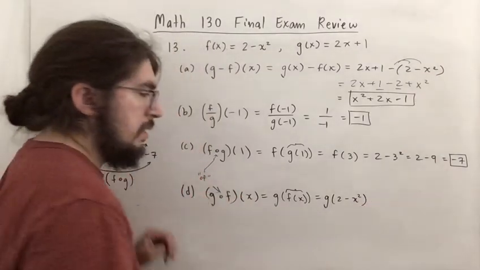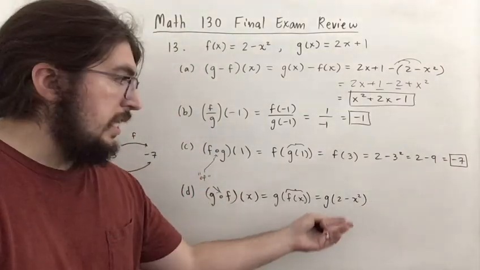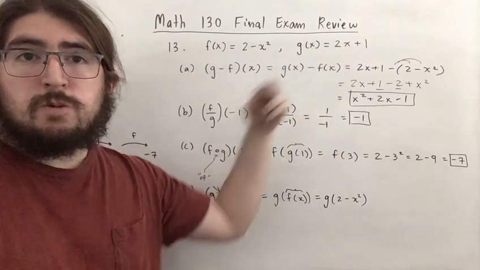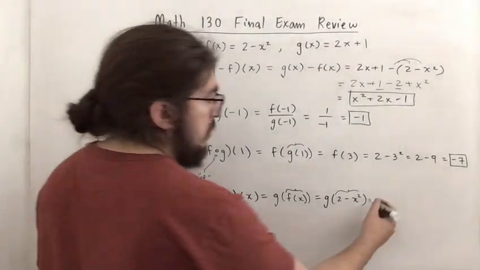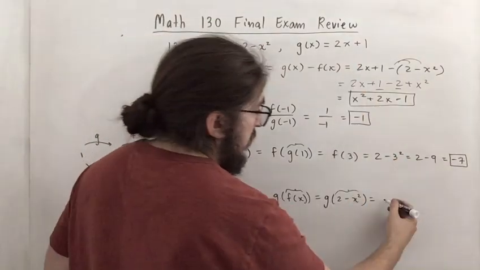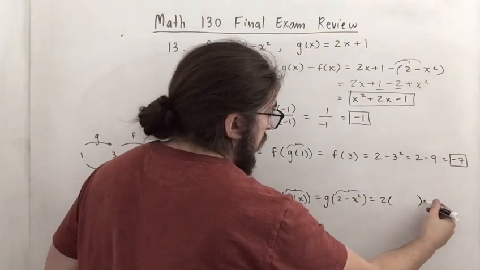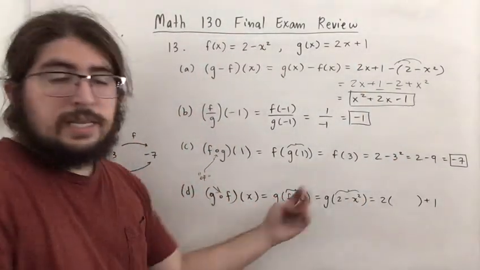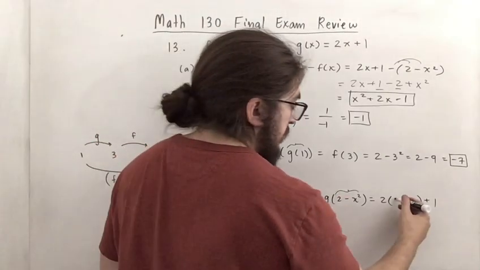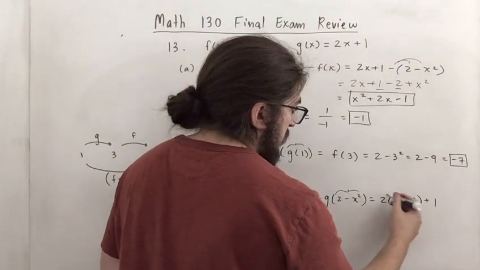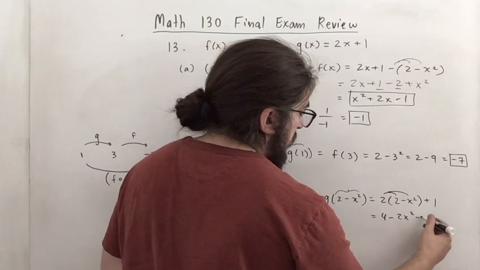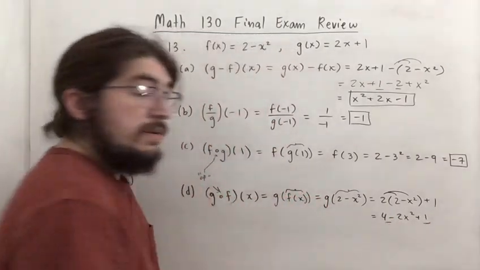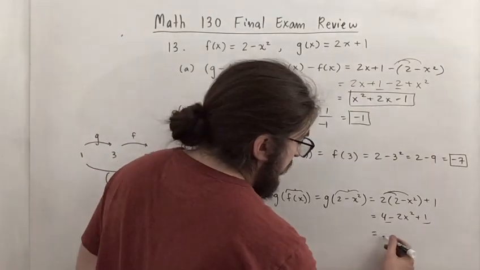What does that mean? Well, it means everywhere we see an x in the g equation, we're going to replace it with the entire inside here, which is 2 minus x squared. So g is 2 times x plus 1, but x is the inside 2 minus x squared. Okay. Now we distribute this 2, we get 4 minus 2x squared plus 1. The 1 and 4 combine to 5, so our final answer here is 5 minus 2x squared.